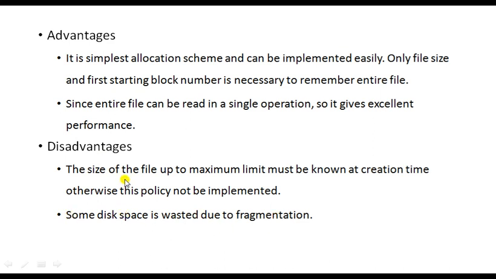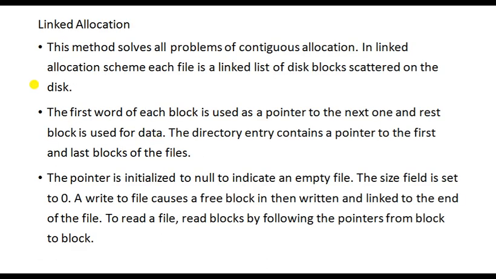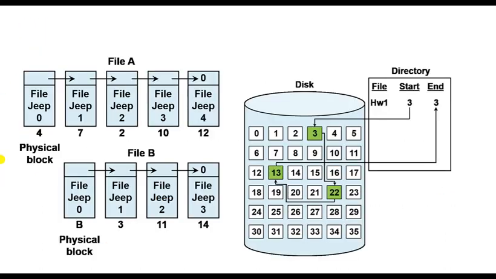Okay, so that is the problem with this method. One is that you should be aware of the size of the file at the time of creation, and another is fragmentation. Then go to the next method. The next method is the linked allocation method or linked allocation scheme. This method is the same as the previous method, but here you are implementing a linked list representation for the blocks. See, here also this is one block. This block is divided into two sections.